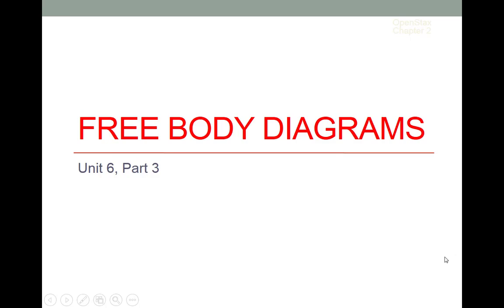Welcome to the third part of Unit 6. In this unit, we're going to explore free body diagrams, which are a way of keeping track of what forces are acting on an object and in which direction they're acting.